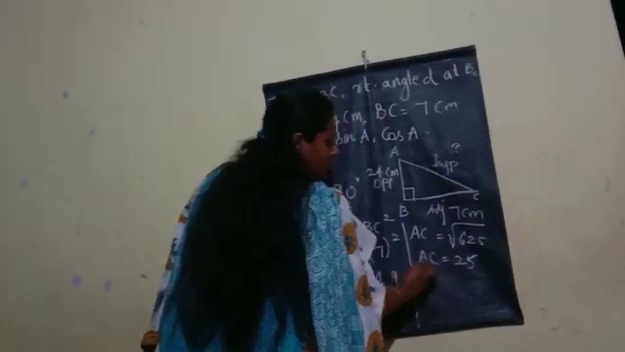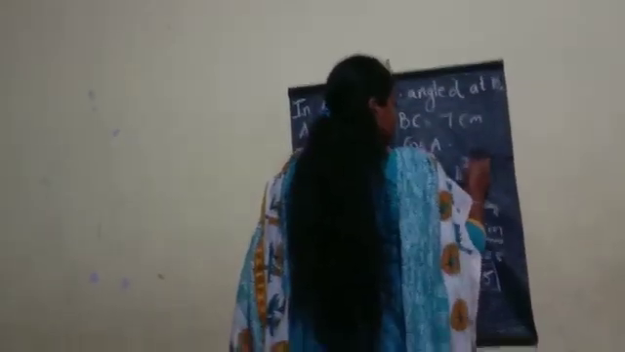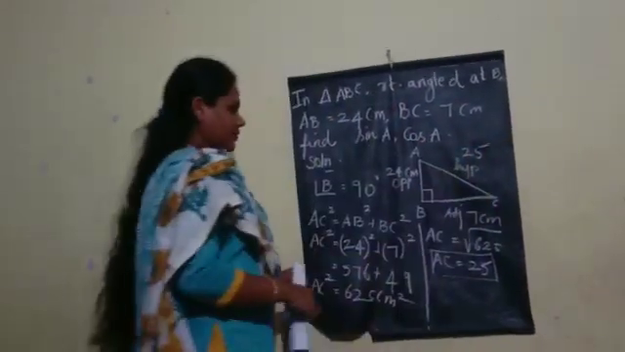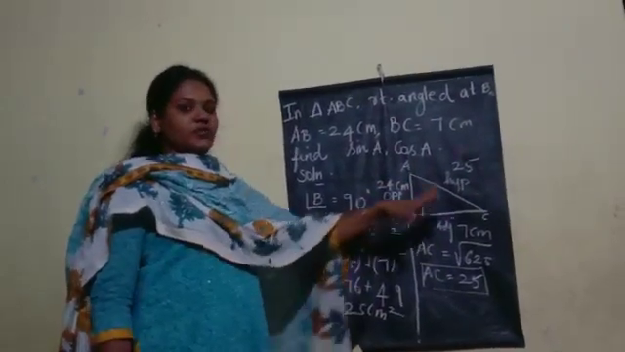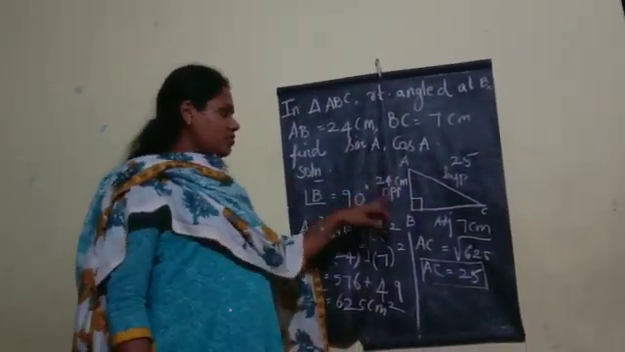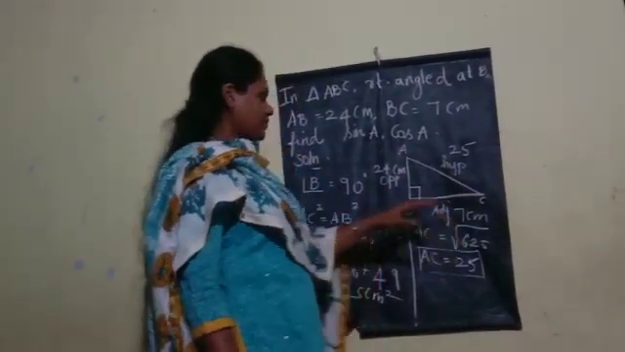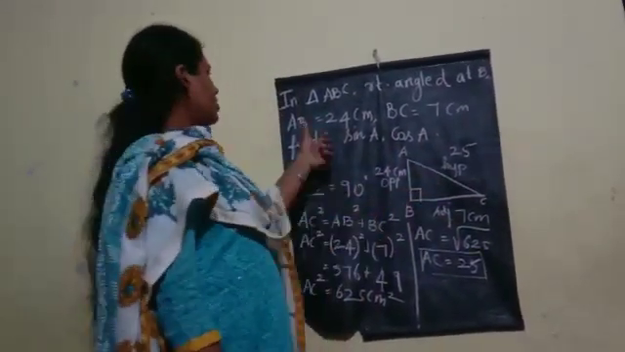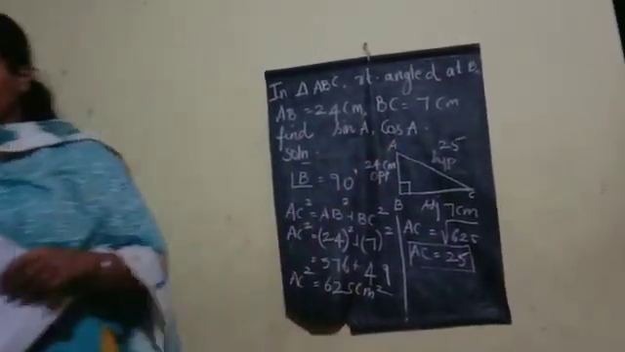So now we got the value of AC. AC value is 25. Now we have found the values of all the three sides. That is AB is 24, AC is 25 and BC is 7 centimeters. Now with the help of these values, we are going to find the value of sin A and cos A.